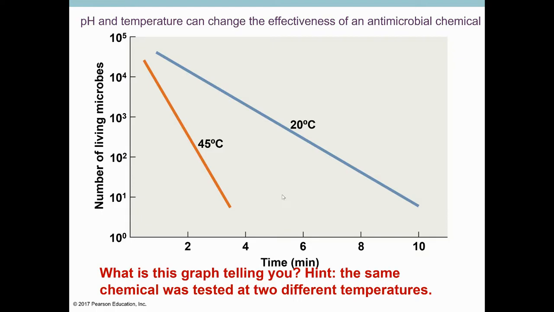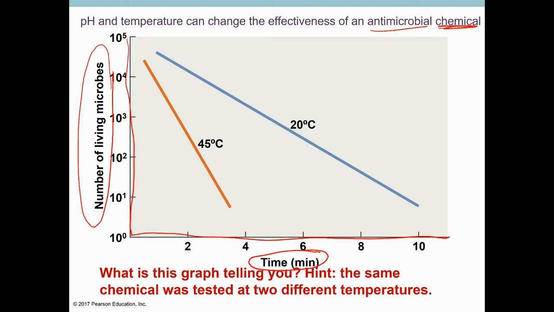Okay, now for any antimicrobial chemical, and that's a specific group of antimicrobials, there are things that can affect how well that antimicrobial chemical works in terms of killing. On this graph, you want to get used to looking at these graphs, and the first thing is to look at what the axes are.